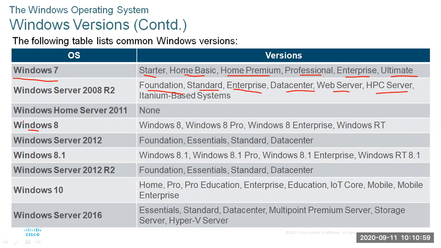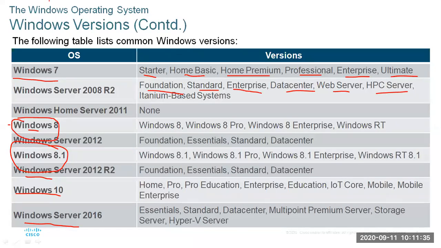If you observe, Windows 8 did not stay long. It came in, but there were some issues, and then quickly they upgraded to Windows 8.1. Then we had Windows Server 2012. Then we have Windows 10. Then Windows Server 2016. So these are the different operating systems under Windows and their versions.